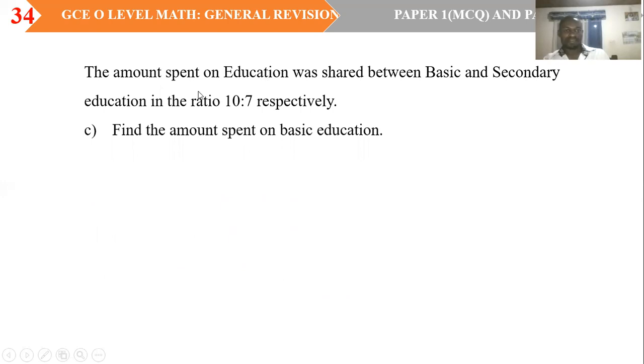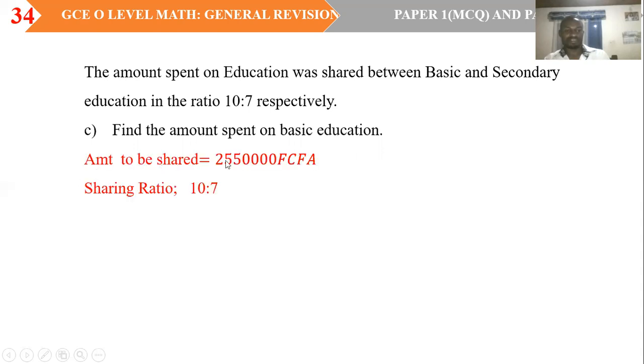The amount spent on education was shared between basic and secondary education in the ratio 10:7 respectively, meaning 10 proportional parts go to basic education and 7 proportional parts go to secondary education. Find the amount spent on basic education. Here again, the important information we need is the proportion that was spent on basic education and the total amount that was spent on education.